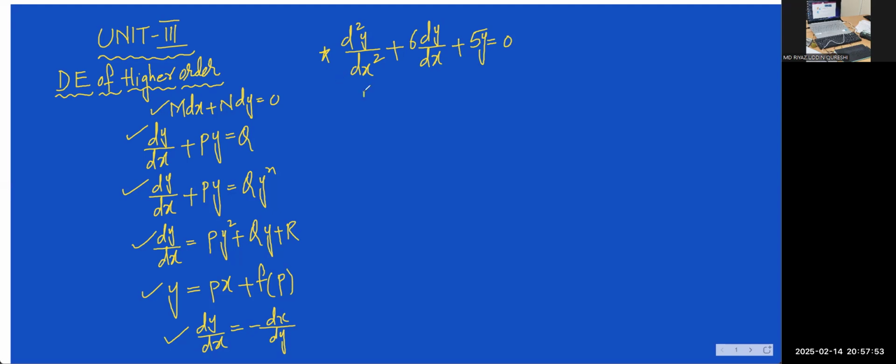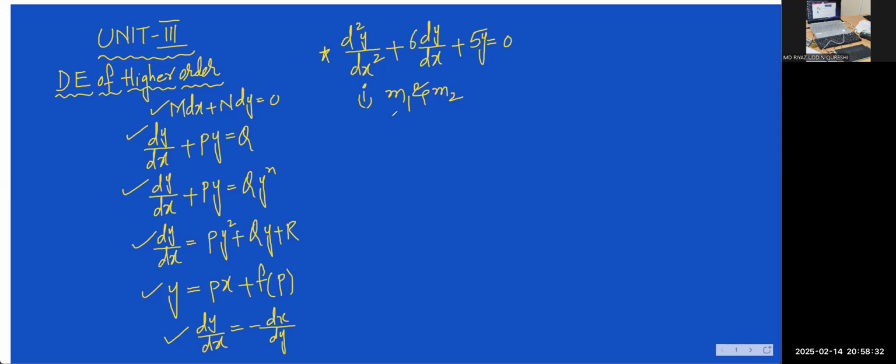There are 3 possible cases here. In case number 1, you will get the roots. Suppose the order is 2, means you will get 2 roots, m1 and m2. So the possibilities are what? There may be a chance that the roots are equal. There may be a chance that the roots are not equal, means m1 is not equal to m2. There may be a chance that the roots are complex. There are only 3 possibilities: either the roots are equal, or the roots are different, or the roots are complex.